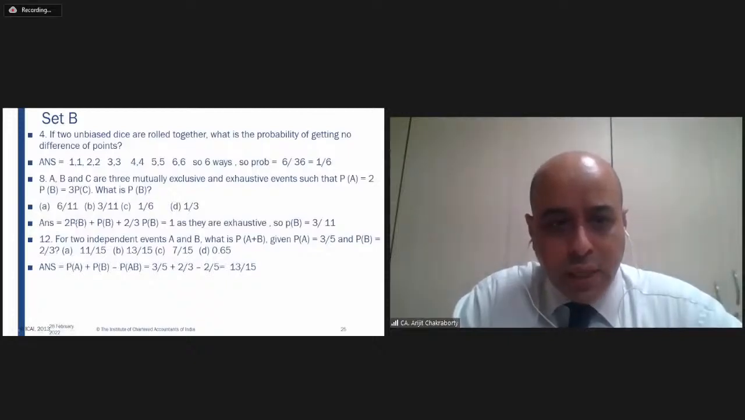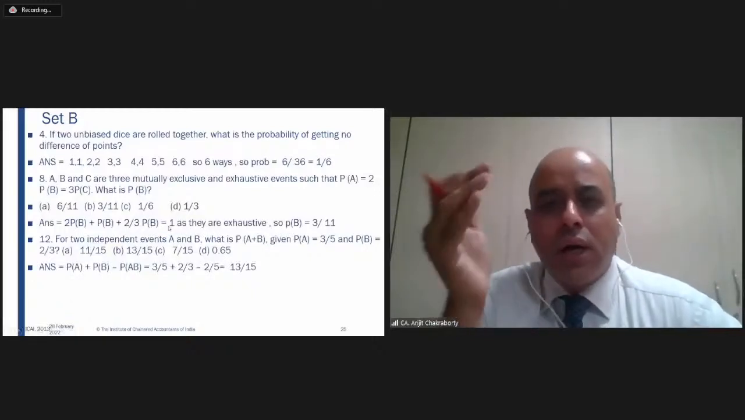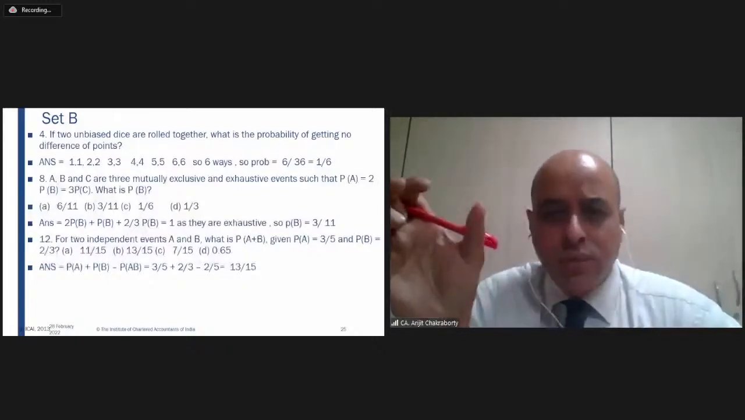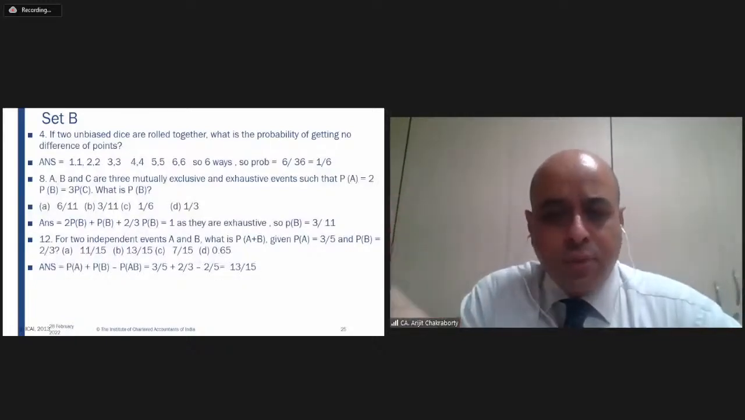Instead of probability A, we have written 2PB, this relation. PB remains as it is. Instead of probability C, we have written 2/3 into probability B. And therefore, it's equal to 1 because A, B, C all are exhaustive events. That means the sum has to be equal to 1. So we are getting the probability of B from there.